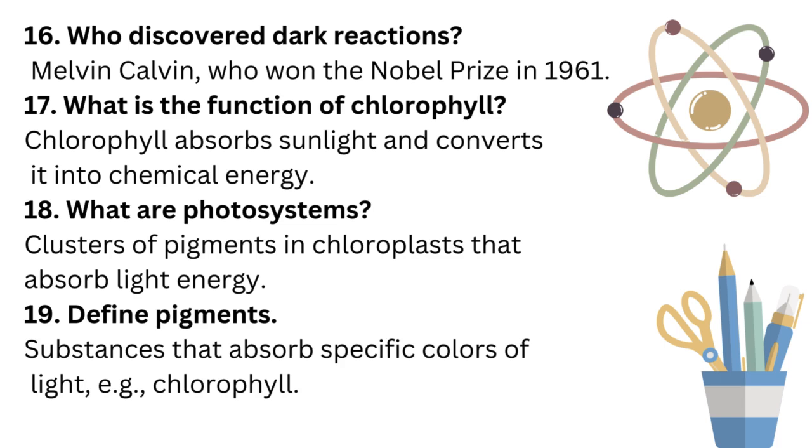What is the function of chlorophyll? Chlorophyll absorbs sunlight and converts it into chemical energy. What are photosystems? Clusters of pigments in chloroplasts that absorb light energy. Define pigments. Substances that absorb specific colors of light, e.g., chlorophyll.